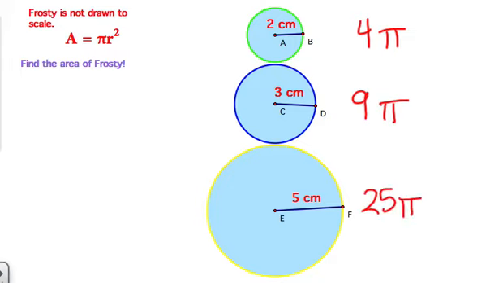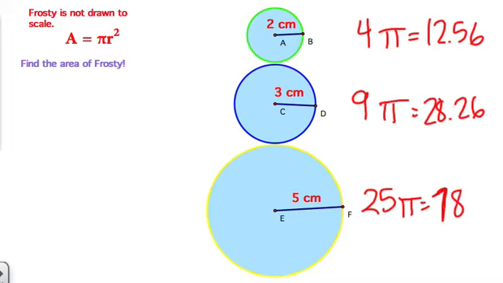Okay? What you actually could do, which I'm sure you did not, is that you could add all these up, 9 plus 4 plus 25, and just multiply it by pi once. That's allowed. But I'll go ahead and do each one out separately so you can check to see if you got each individual one correct. Okay? So this one's 12.56. This one's 28.26. And this one's 78.5.